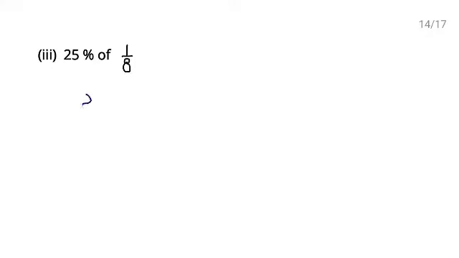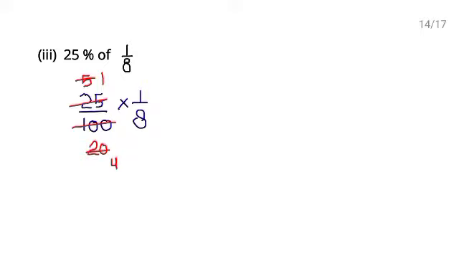Next part is 25%. 25% means 25 out of 100. It means 25 upon 100. Of means multiplication and then 1 upon 8. Now solve it. 25 and 100 both are divisible by 5. 5 5s are 25. 5 2s are 10 0. Again by 5. 5 1s are 5. 5 4s are 20. So now what do you have? In numerator you have 1 multiply 1. In denominator you have 4 multiply 8. So this is 1 1s are 1. 4 8s are 32. This is your answer.